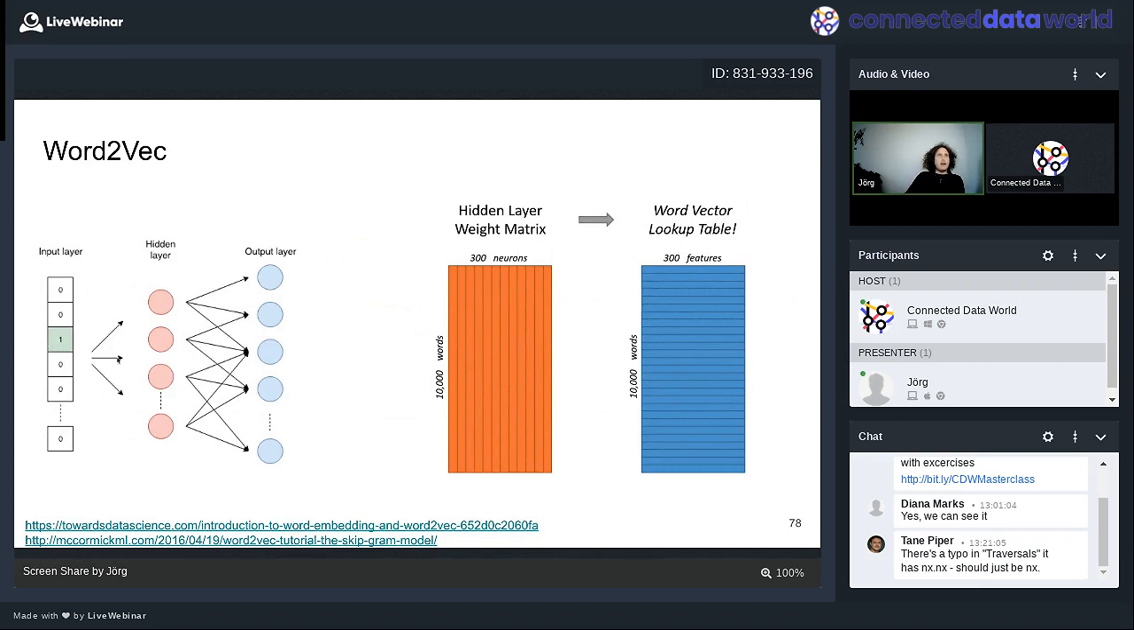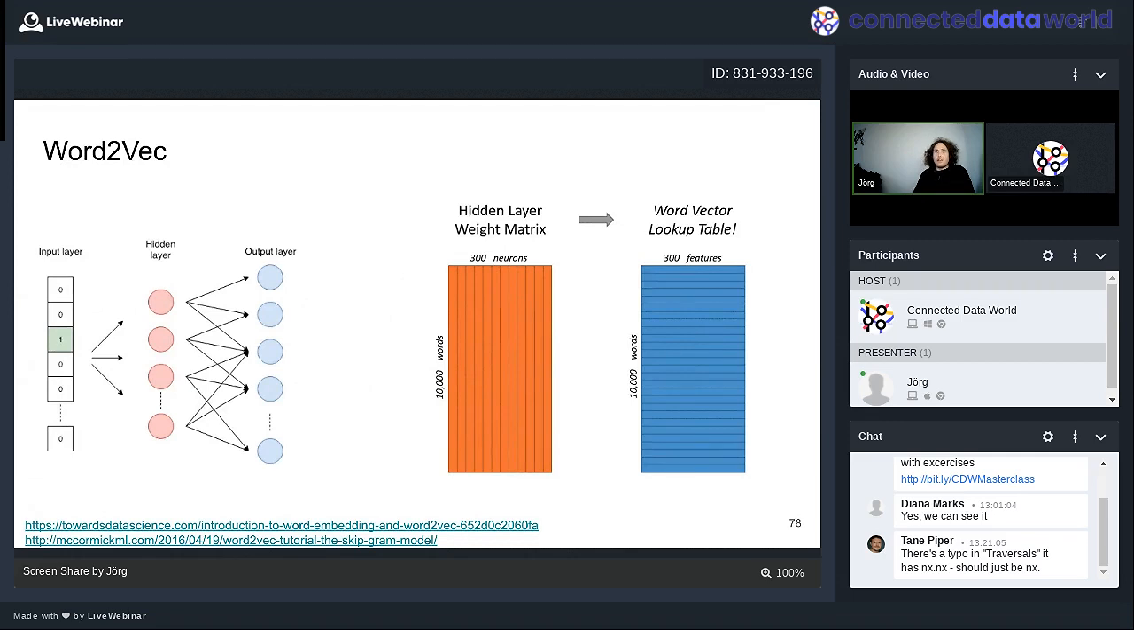And if you're a little bit familiar with neural networks, you know in the end, again, it's just a matrix representation. So in here, our hidden layer is in the end a matrix, and the dimensions of this matrix depend on how many different neurons we want to choose here. So if we choose 300, it would be 10,000 words, because our dictionary is of size 10,000, and then 300 neurons as the hidden layer size.